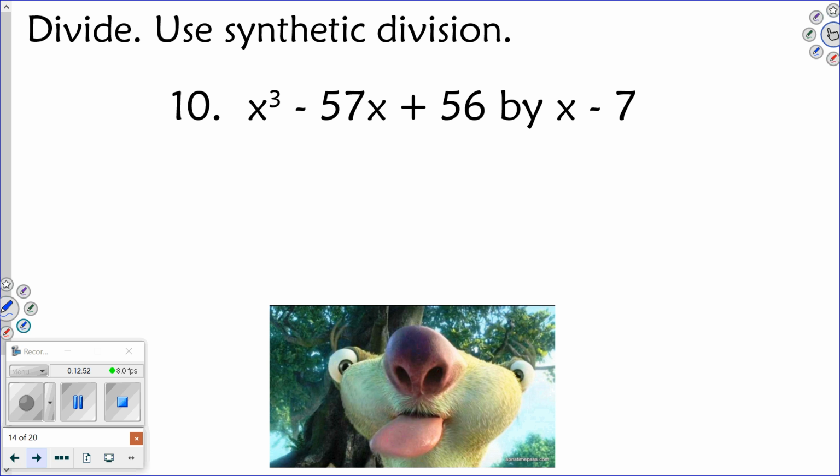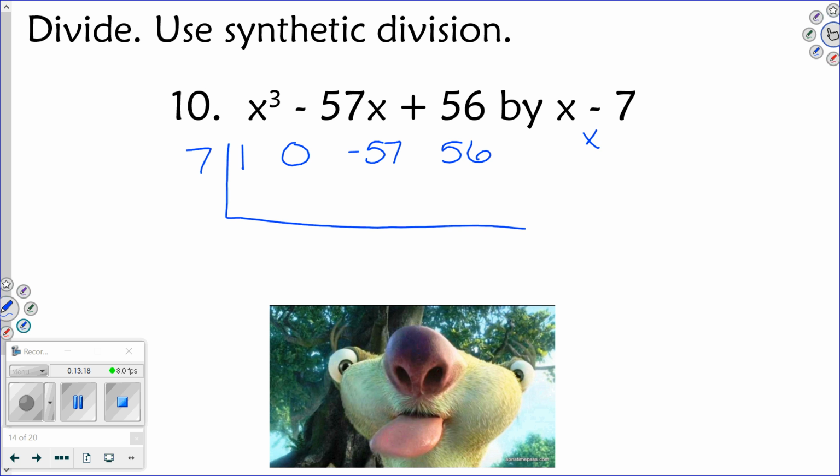We're missing a what? We're missing a square. Do you guys see how we're missing something? Right? It goes x cubed, x. There is a squared missing. So we need to put in our coefficients. We're going to have a 1. I need a 0 for the x squared because it's missing. Then a negative 57, and then a 56. What am I dividing by? 7. Because x equals 7.